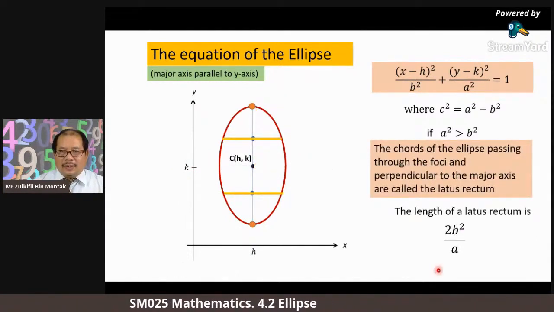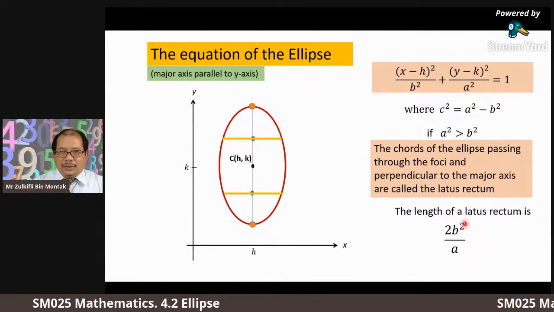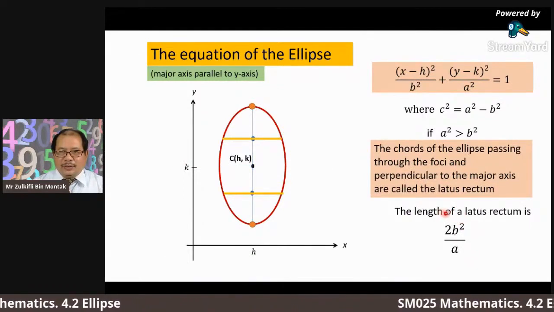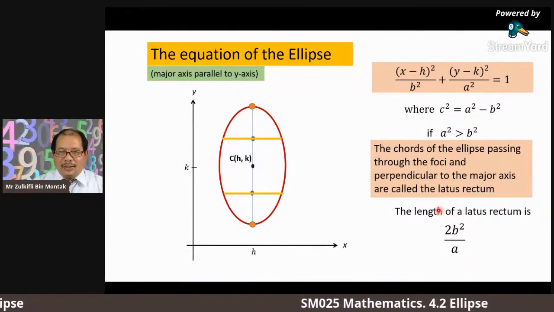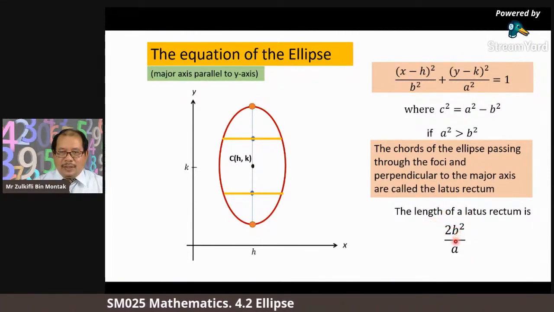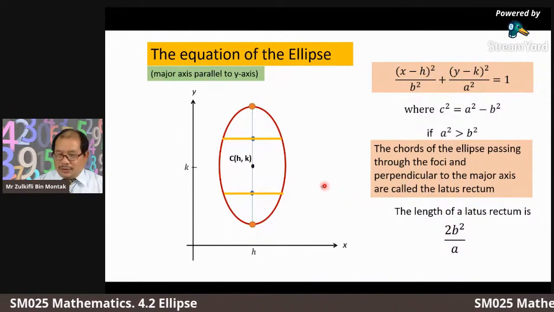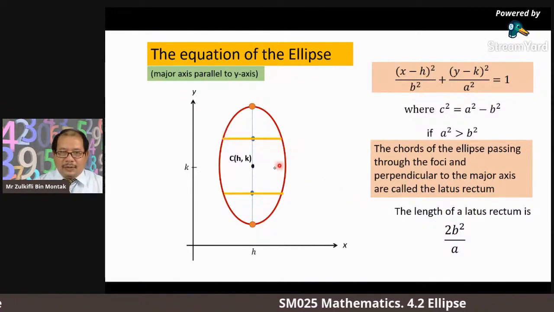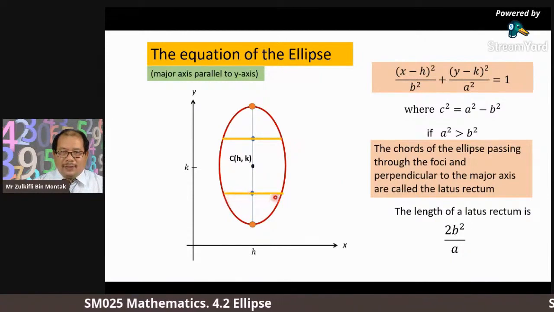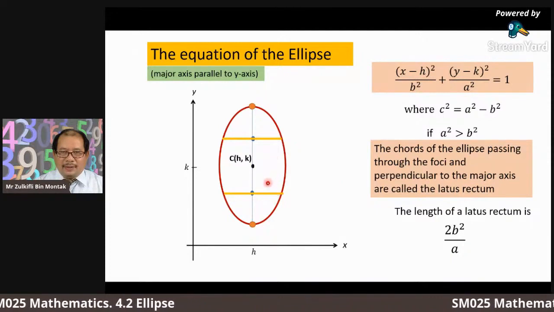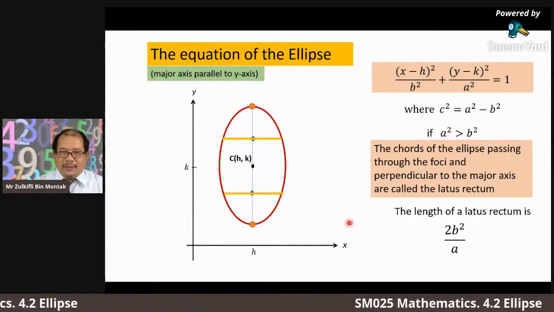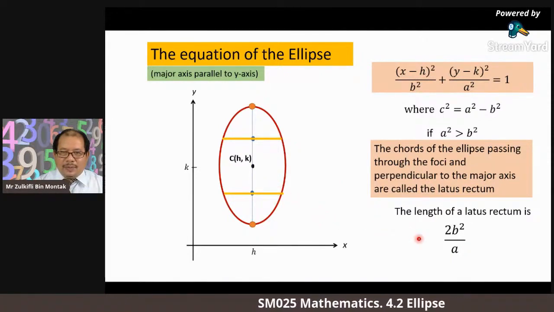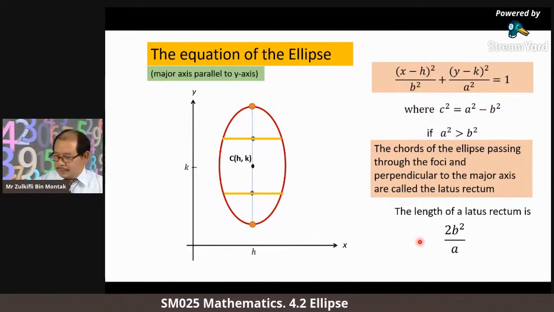The chord of the ellipse passing through the foci and perpendicular to the major axis is called the latus rectum. So the length of the latus rectum is 2b squared over a. So this is the latus rectum, and you have another latus rectum here. The length of the two latus rectums is equal, 2b squared over a.